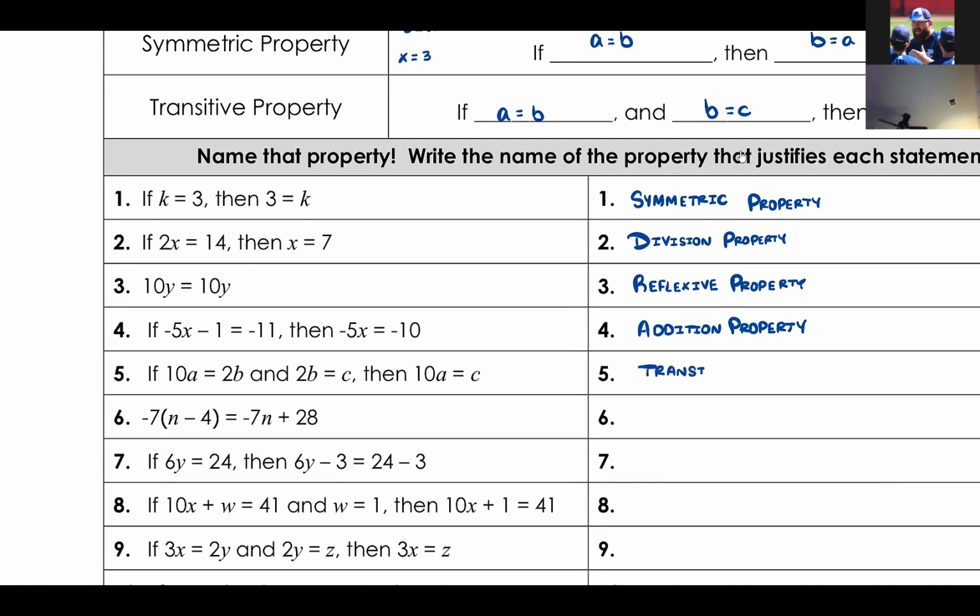I won't be that tough on you guys when it comes to transitive versus substitution, because it's easy to mix up, and you're not necessarily incorrect.